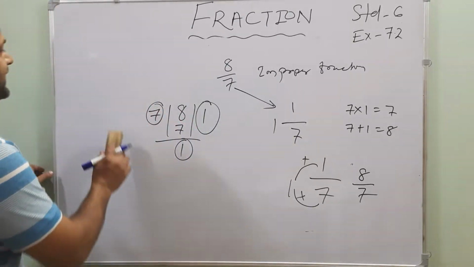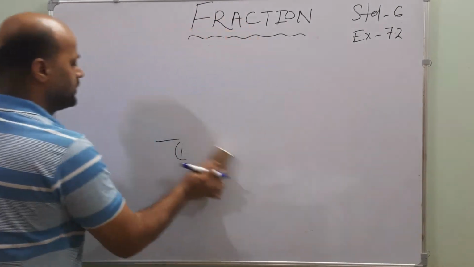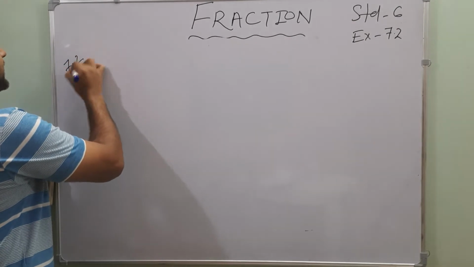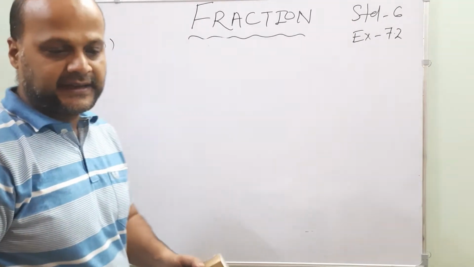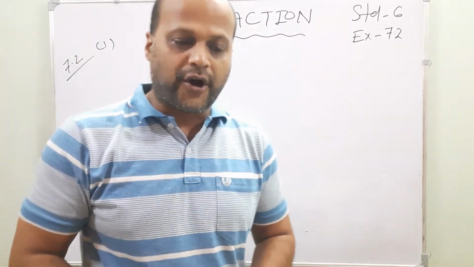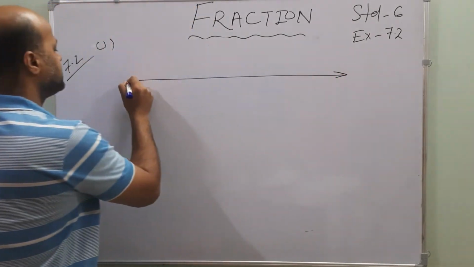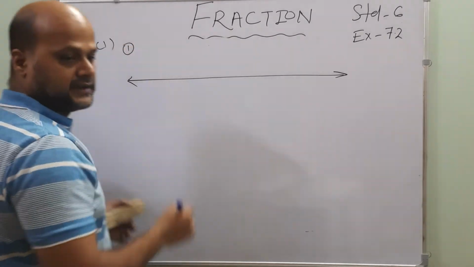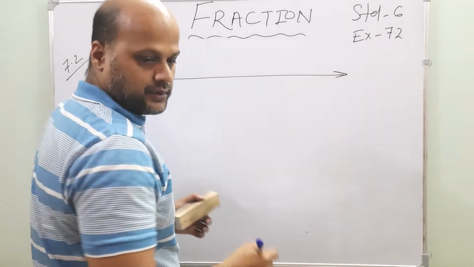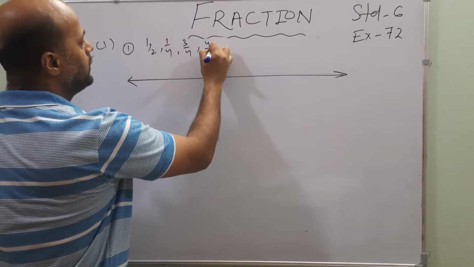Understood? Okay. Let's go to exercise 7.2. What is 7.2 saying? In exercise 7.2, the first question is saying to draw a number line and locate the points on it. Okay? Draw a number line with the help of a scale and pencil. The first part is saying 1 by 2, 1 by 4, 3 by 4 and 4 by 4.